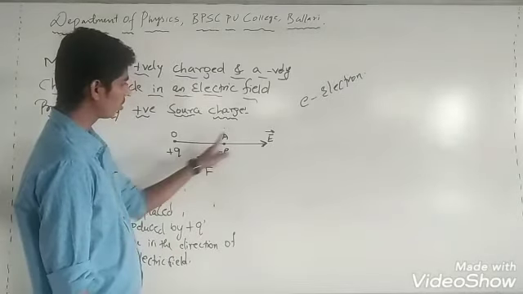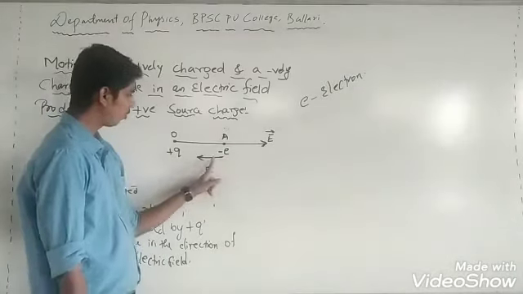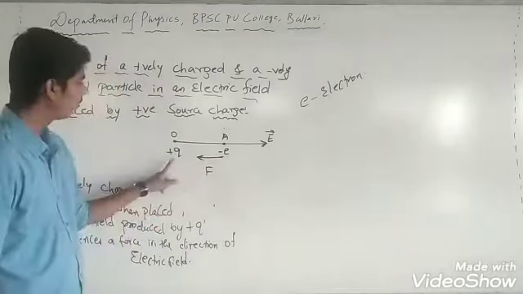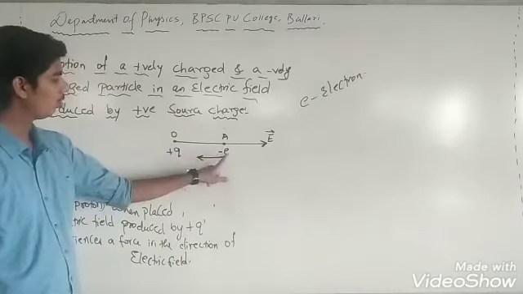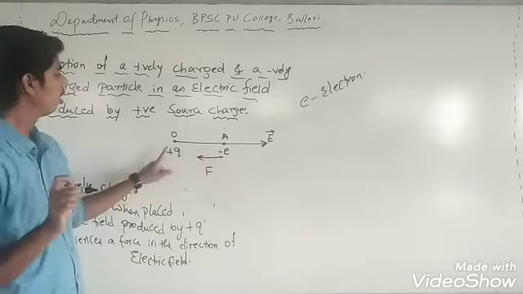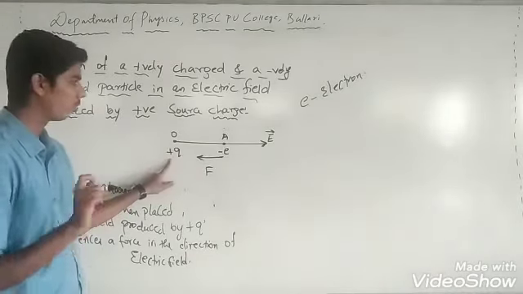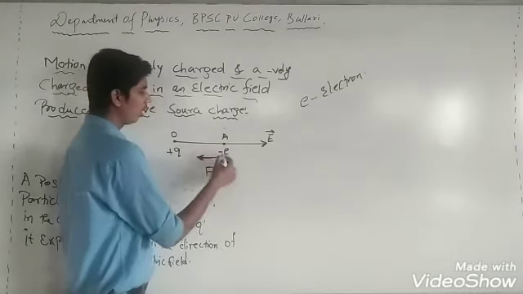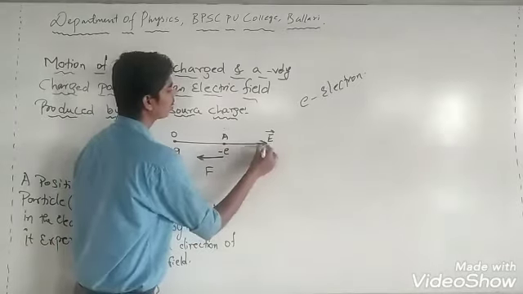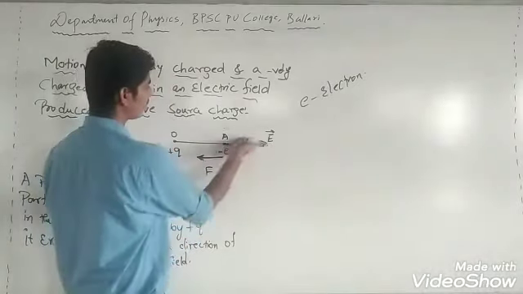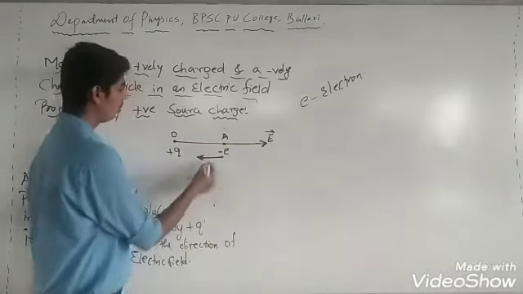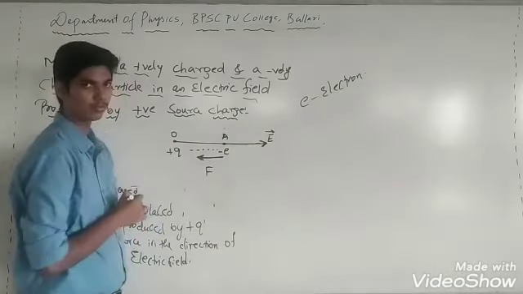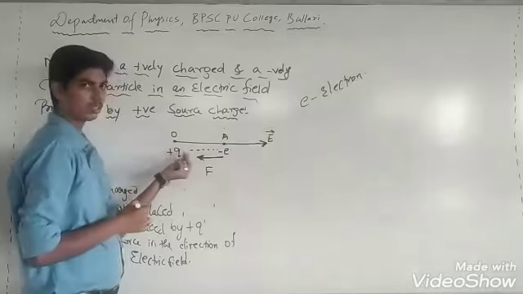Look at the direction of force and the direction of electric field. The direction of force experienced by a negatively charged particle when placed in the electric field produced by plus Q: whenever a negatively charged particle is in the electric field created by plus Q, this negatively charged particle is going to experience a force in a direction opposite to the direction of the electric field. The force on the electron comes opposite to the direction of the electric field. That means the electron will start moving towards the source charge.